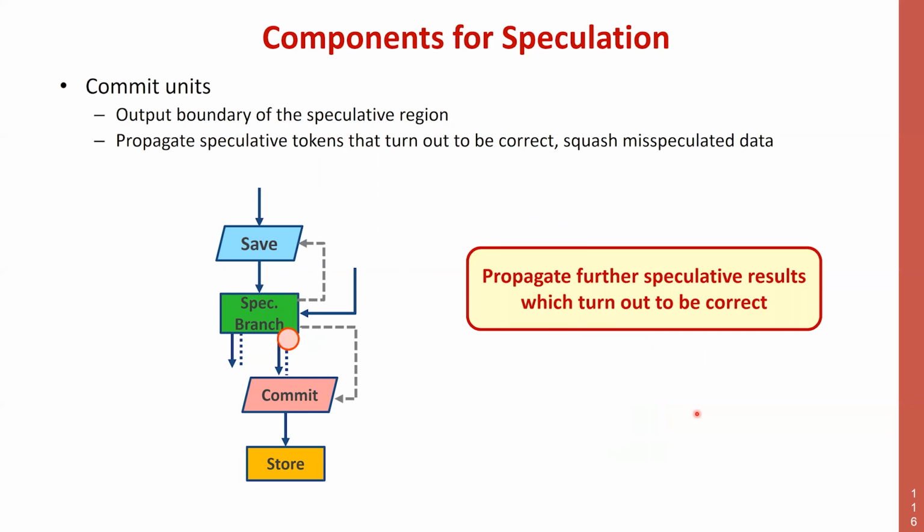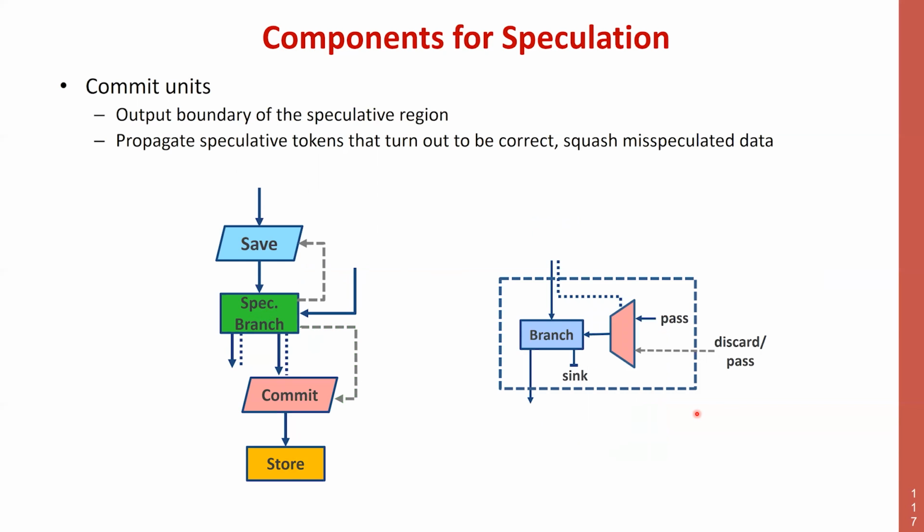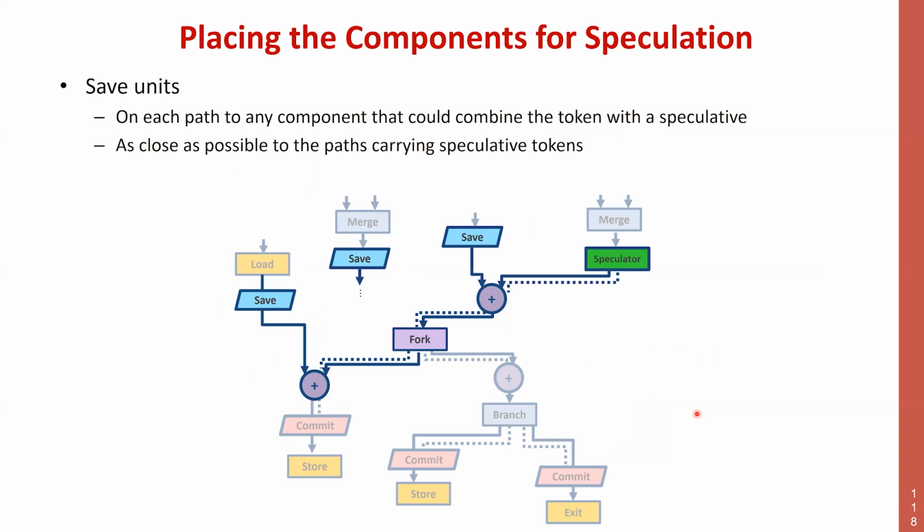You have this commit unit. I think I said it already. It doesn't need really much, but essentially it lets the token pass if it was correct, or it drops it. And again, they are simple components based on essentially the same set of building blocks that we have.